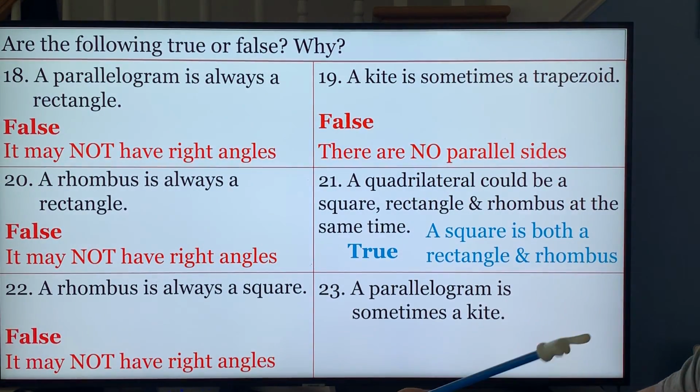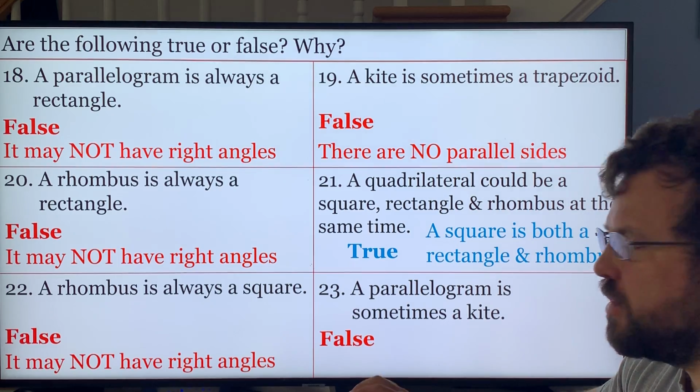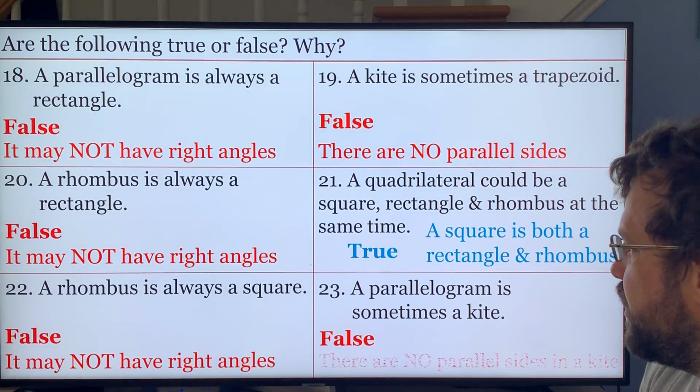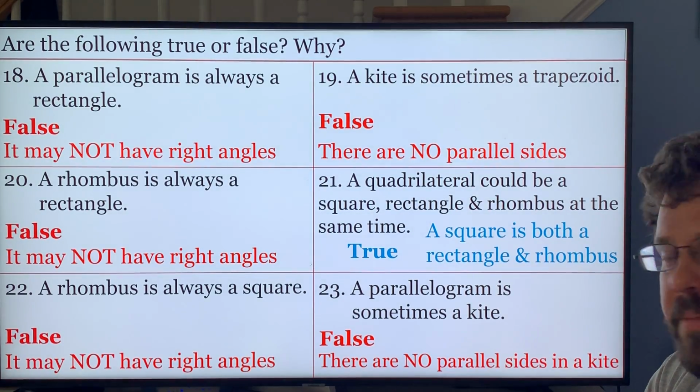All right, read the words. Parallelogram is sometimes a kite. Not true either, because kites don't have parallel sides. All right, seems pretty simple, right?